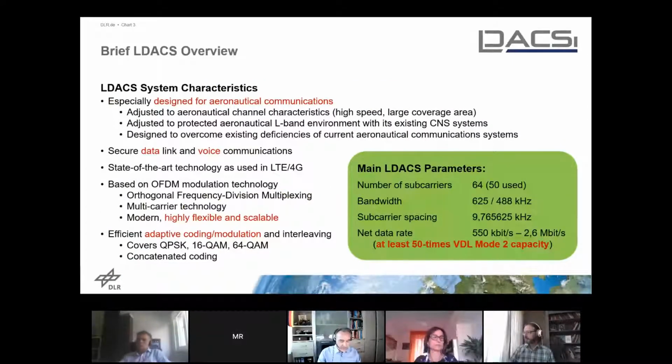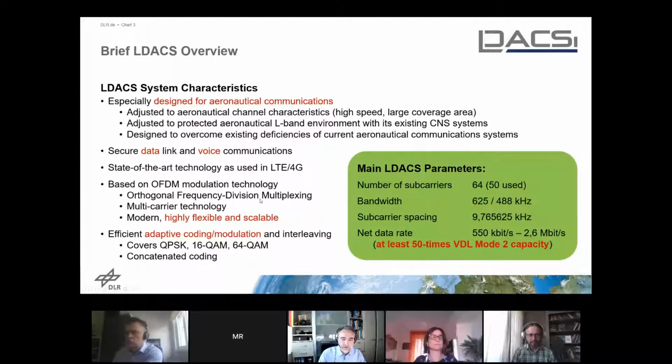Now let me explain some LDACS system characteristics. I think it's noteworthy to say that LDACS is especially designed for aeronautical communications. So in the design, we have taken into account the aeronautical channel characteristics with its high speeds, large Dopplers, and the large coverage areas up to 200 nautical miles. And we also have adjusted the design to the protected aeronautical L-band environment with its existing CNS systems there.